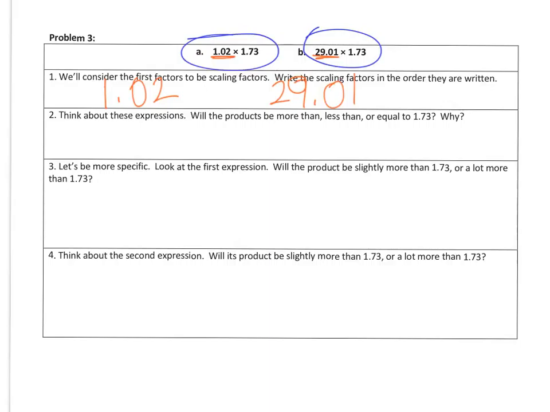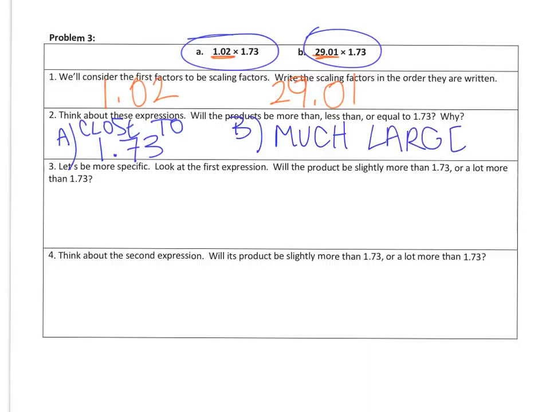Well, let's see. For A, the scaling factor is 1 2 hundredths, and that's super close to 1. So I know that multiplying anything by 1 is itself. So my product, since I'm multiplying it by something very close to 1, is going to be very close to itself. So I'm going to say really close to 1 73 hundredths. Now for B, I'm multiplying it by 29 1 hundredth. That's really close to 29 and nowhere near 1. So this is going to make my product way larger than what I started with. So much, much larger than the 1 73 hundredths that I started out with.